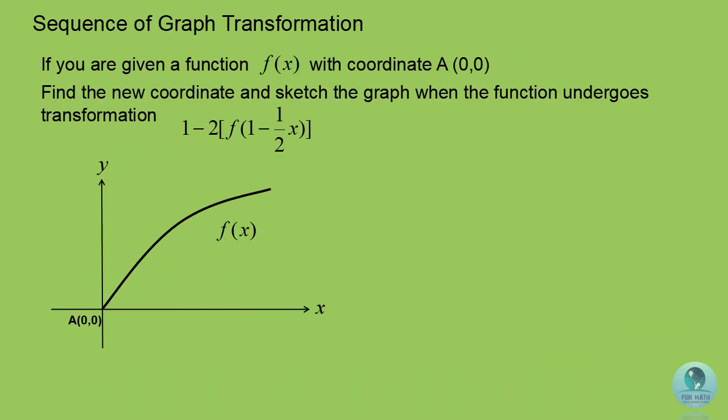Now let's look at this example. You are given f of x with a coordinate a, 0, 0. Find the new coordinate and sketch the graph when the function undergoes transformation 1 minus 2 multiply f of 1 minus half x.